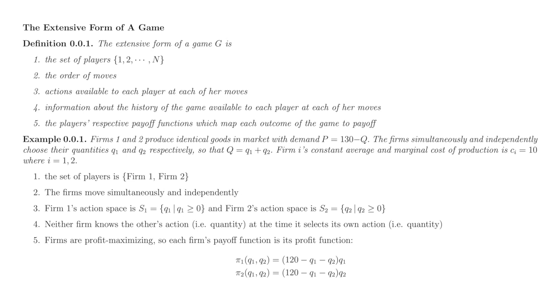The information about the history of play is non-existent. There is no history to observe, since each player selects her action without knowing the selection of the other player. In other words, Cournot Duopoly is a game of imperfect information.